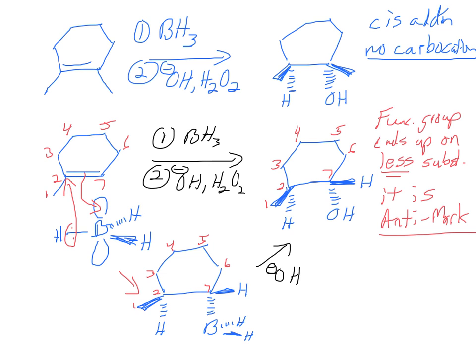So what are the keys here? Cis addition, no carbocation. You get this anti-Markovnikov product because the functional group ends up on the less substituted carbon. So that's the last reaction I needed to show you.